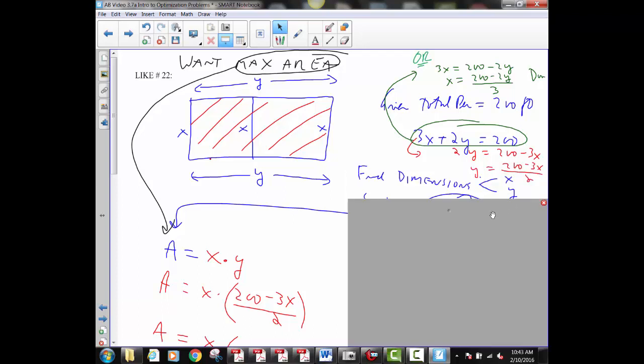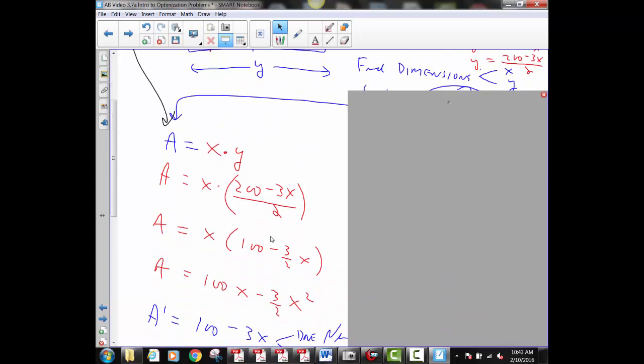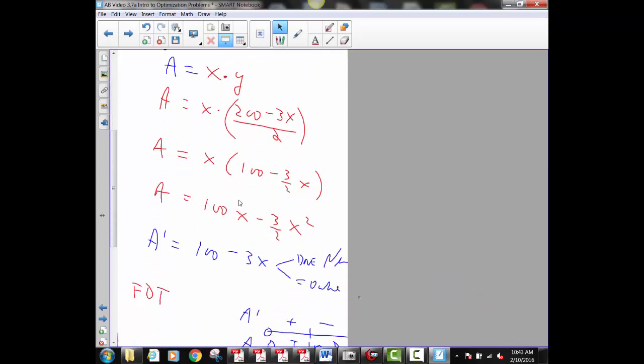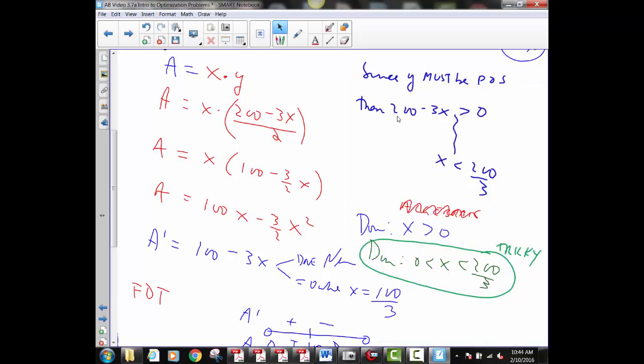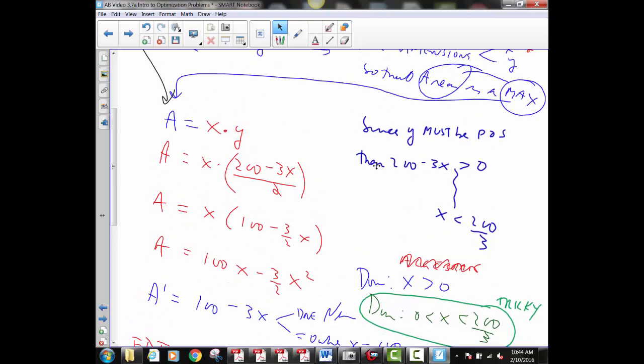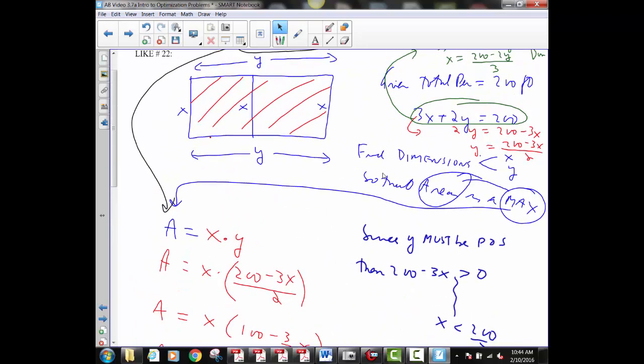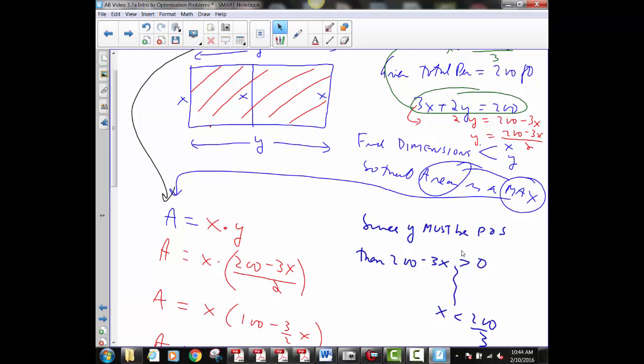Again, you can isolate x or y. I isolated y. I came over here, substituted it in, simplified it a little bit, simplified it a little bit more, and there's my actual function. Now, as far as my domain, since y has to be positive, and y is 200 minus 3x over 2.